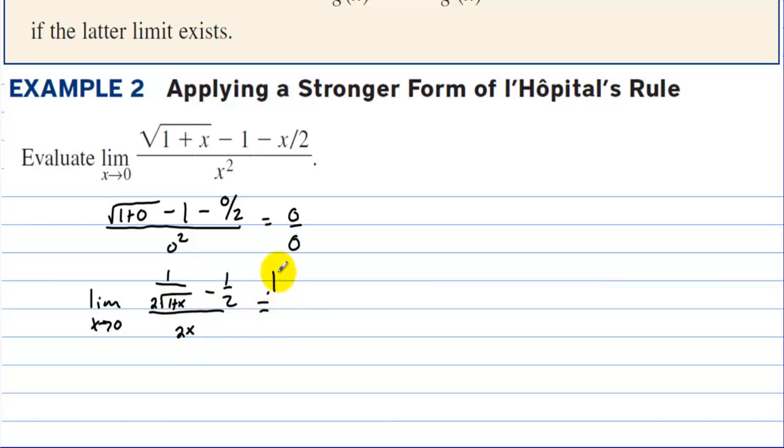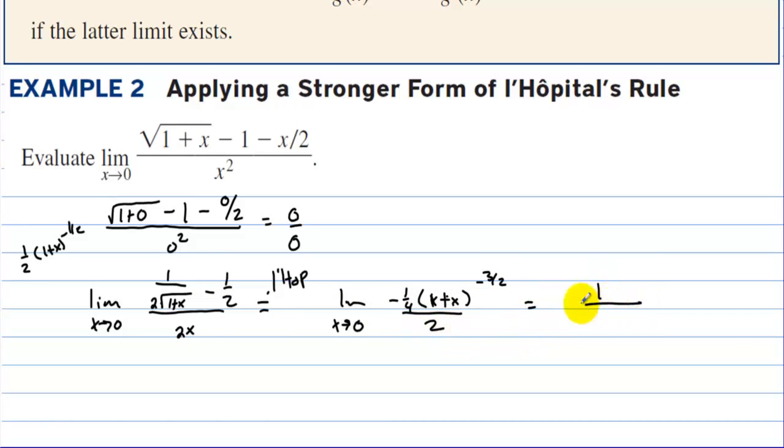So now we can do L'Hopital's rule again. We have the limit as x approaches 0 of, now this is 1/2 times 1 plus x to the negative 1/2. So this is going to be negative 1/4 times 1 plus x to the negative 3/2. The derivative of 1/2 will be 0, and in the denominator we have 2. Well, that's equal to negative 1 over 8, 1 plus x to the 3/2. And we're still doing the limit as x approaches 0. When we plug 0 in here, we just get negative 1/8.